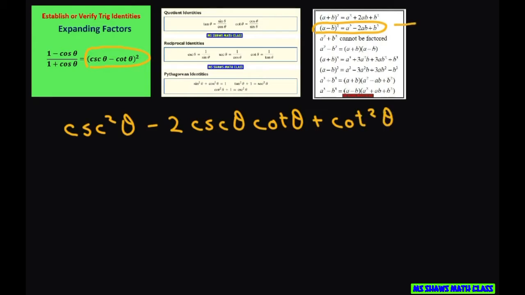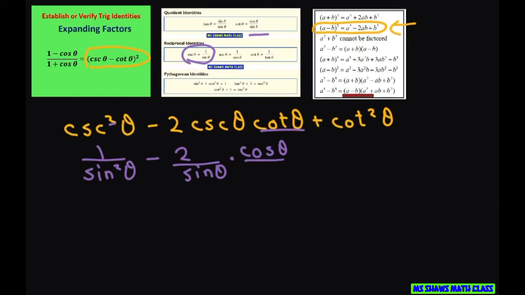Alright, so I just expanded it, and now I want to write everything in terms of sine and cosine. So cosecant is 1 over sine, so instead of 1 over sine, we're going to do 1 over sine squared because of the square. Then you have 2, and this is going to be sine. And then cotangent is cosine divided by sine. And then we have another cotangent, and it's squared, so just square it.